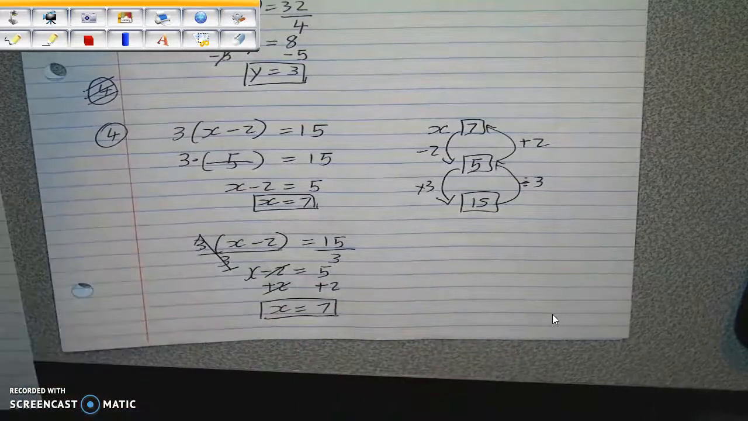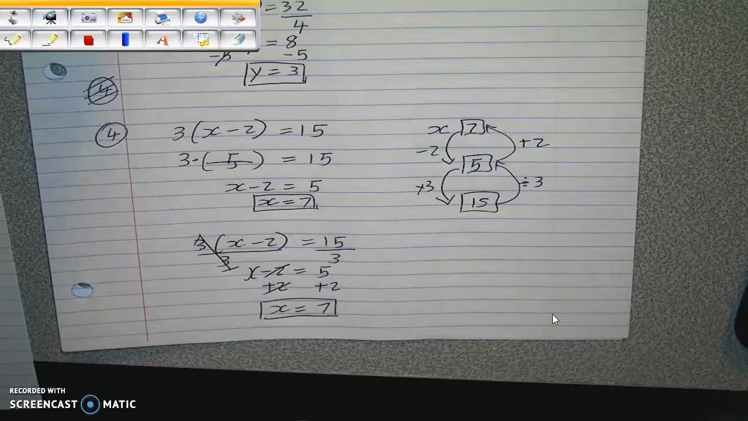Now, in your work today on formative, we're just going to focus on these types of equations. I'm going to give you 10 problems to do and some IXL practice on fraction addition and subtraction.